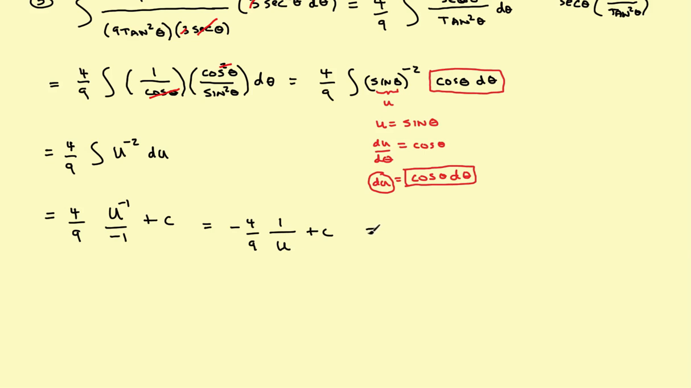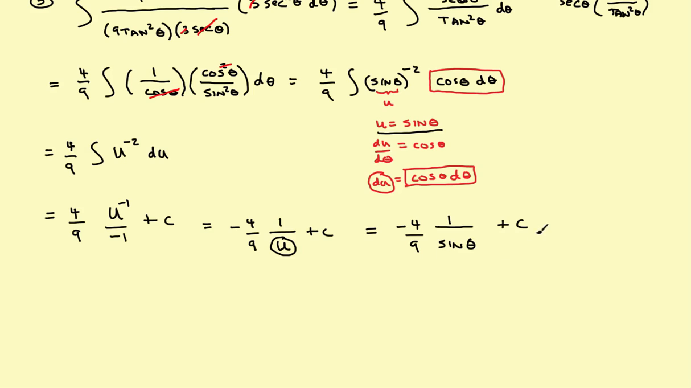And then finally, the last thing is to replace u with what it's equal to, and u is equal to the sine. So this will turn into negative 4/9 times 1 over the sine of theta, and then you've got a plus c out here.